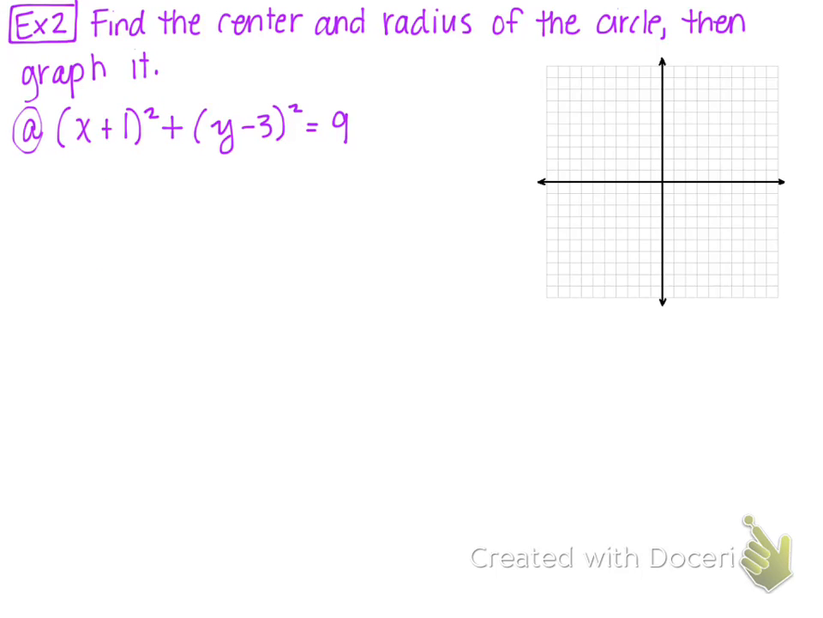Okay, so example 2. Find the center and radius of the circle, then graph it. So the center is really easy to see here. Actually, this one's in standard form. So for the center, this number right here gives us our h, and this right here gives us our k. So this is h, and this is k.